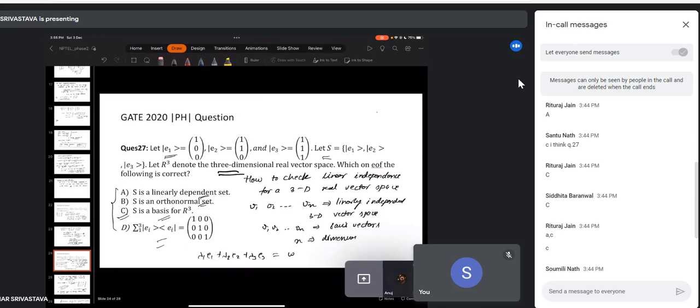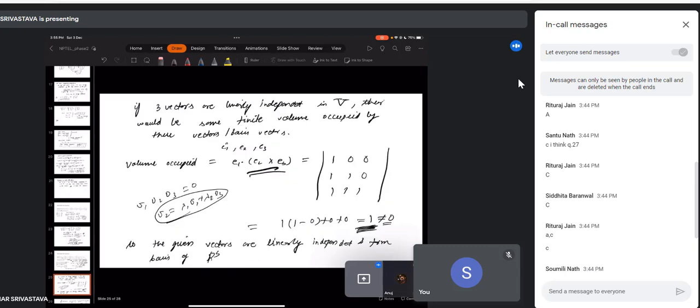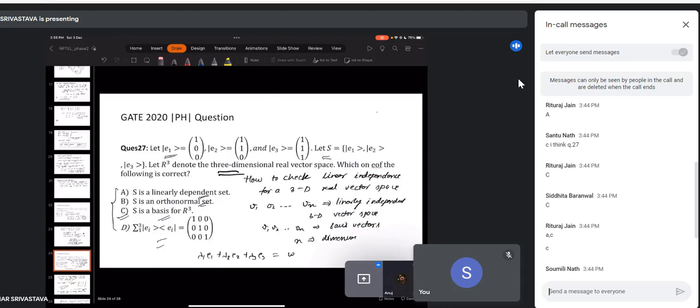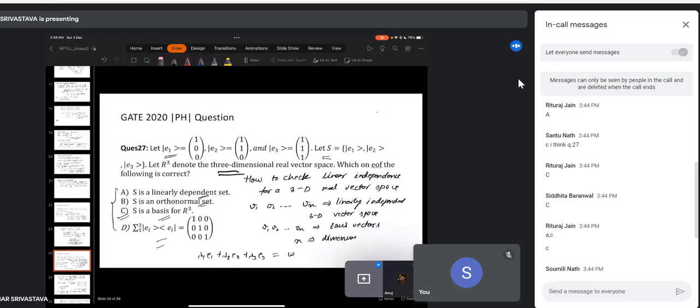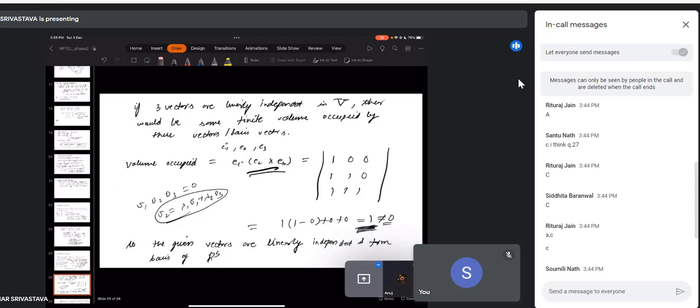Anytime you get this type of question, you first check whether the vectors are linearly dependent or independent. If you're solving for a three-dimensional space, you just have to find the scalar triple product formed by these vectors. So you form the matrix out of these three vectors: 1, 0, 0, 1, 1, 0, 1, 1, 1. The determinant of the matrix, or scalar triple product, gives the volume occupied by these vectors.